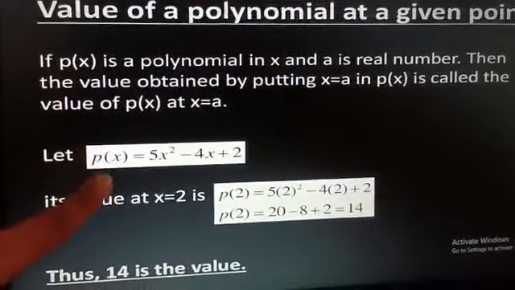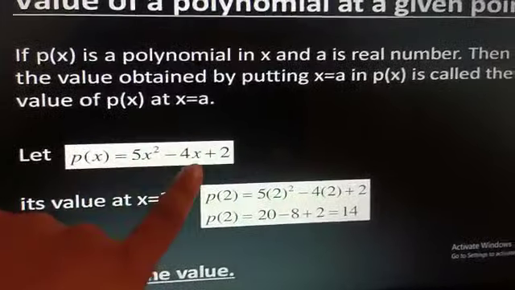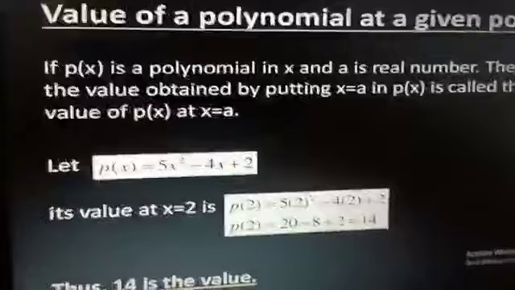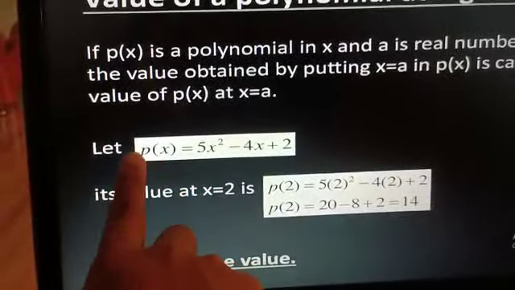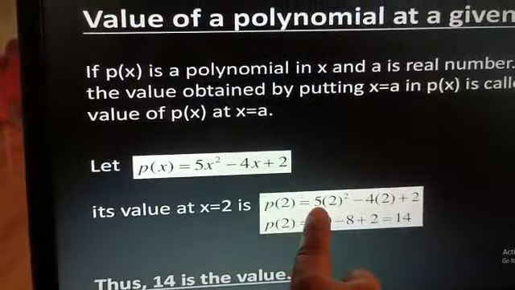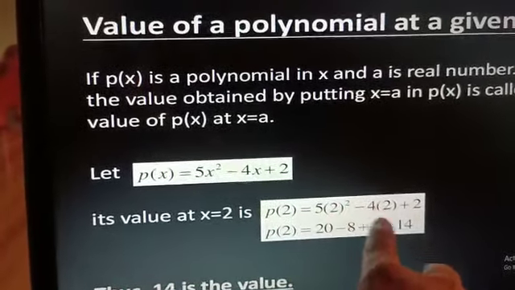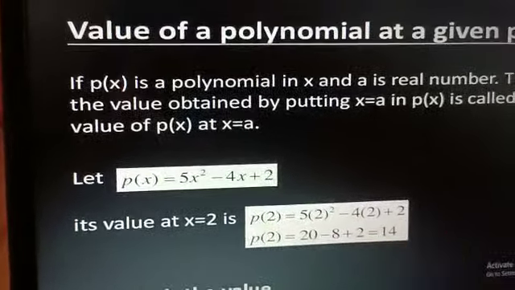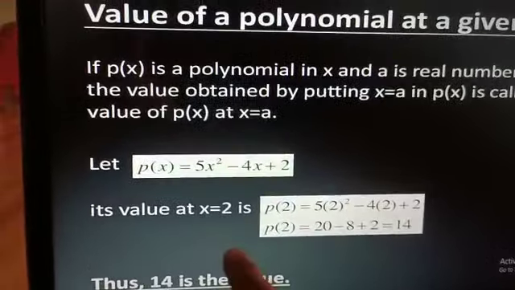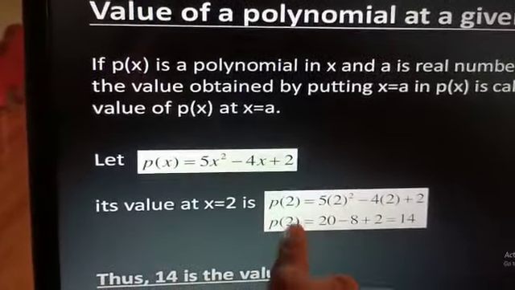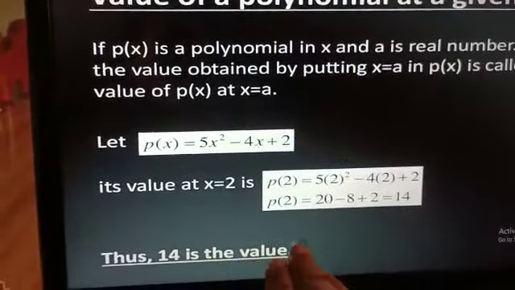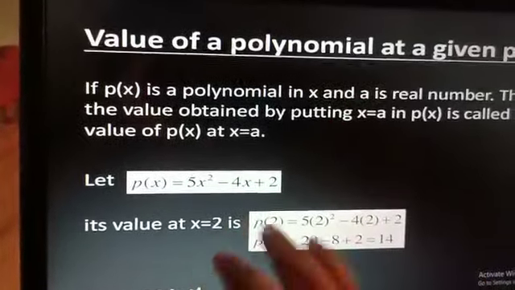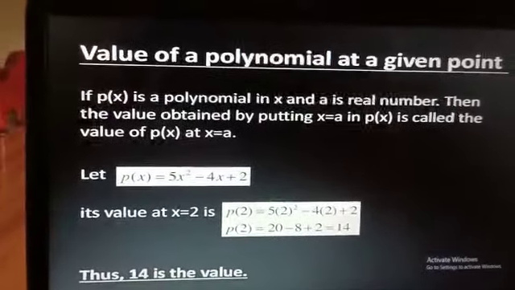For example, the question is p of x is equal to 5x square minus 4x plus 2. They are asking what is its value at 2. So in the place of x you will substitute 2 and you'll say p of 2 is equal to 5 into 2 square minus 4 into 2 plus 2. Substitute and solve. If we substitute 2 in the place of x, the answer of this polynomial is 14. Thus 14 is the value of the polynomial when x is equal to 2.